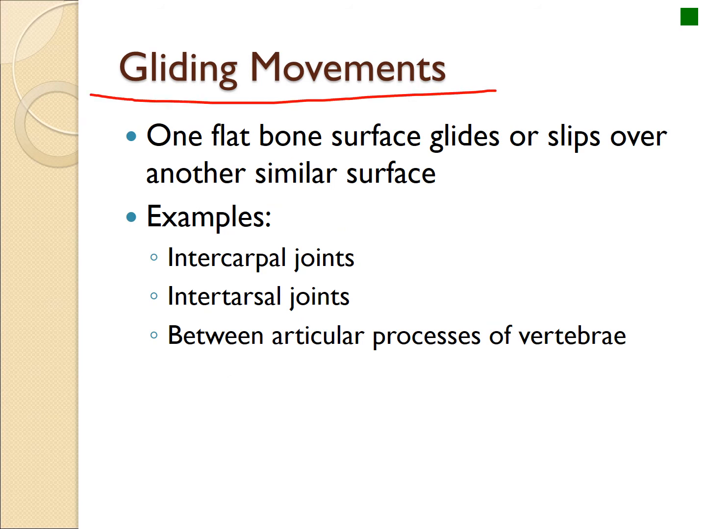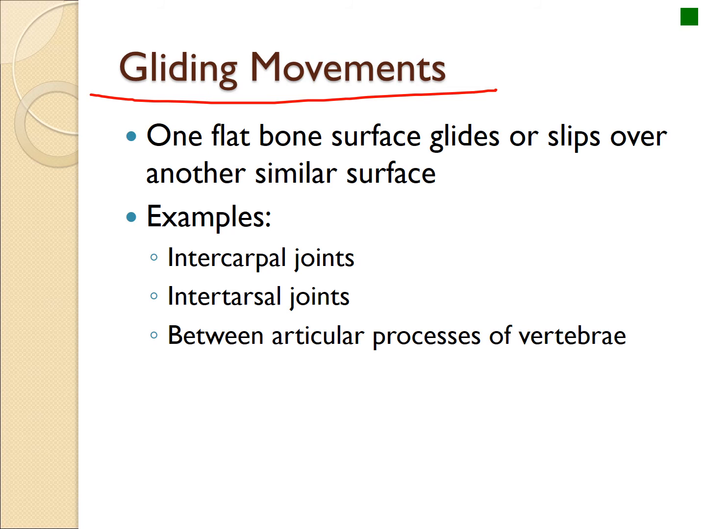So when we look at gliding movements, and gliding movements are going to be uniaxial, biaxial, and I'm not going to worry so much about the axial types. These are the terms we're mostly going to go with. So understand what a gliding joint is, and at least one example.